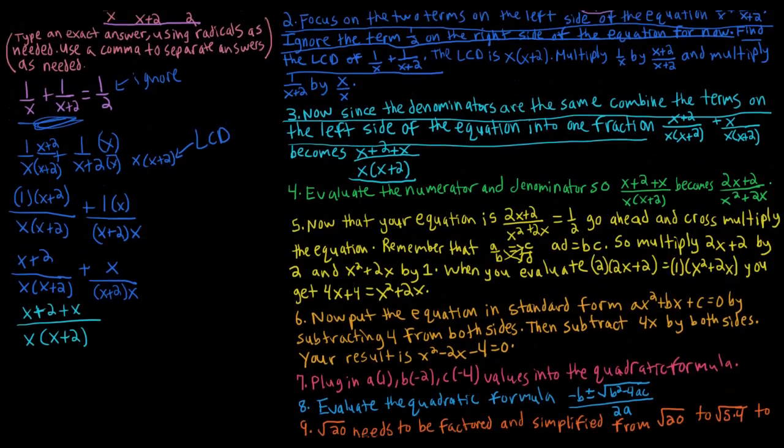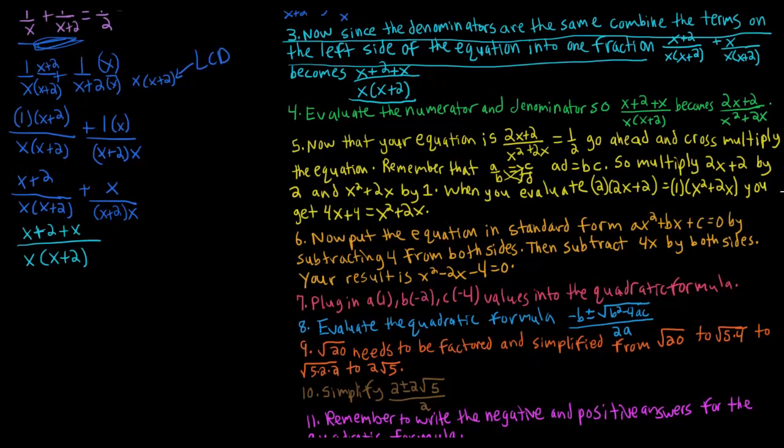Now moving to step 4, we can go ahead and evaluate the numerator and the denominator. So x plus 2 plus x over x times x plus 2 will just become 2x plus 2 over x squared plus 2x. So right here we want to evaluate the terms on top. x plus x will be 2x plus 2, and then if you distribute x with the two terms in parentheses, x times x is just x squared plus 2x.